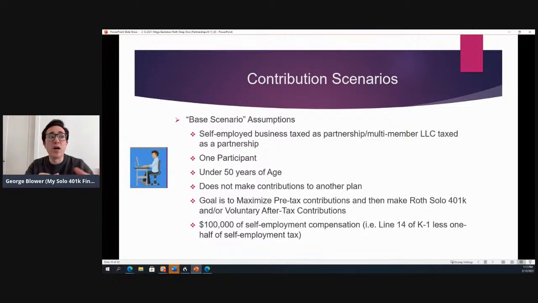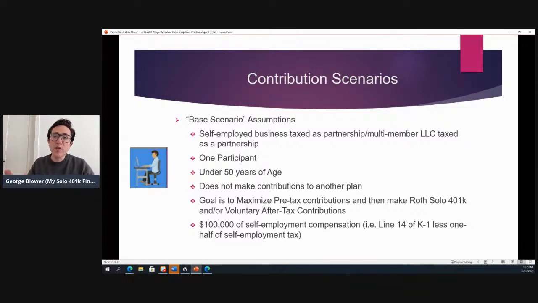So it's addressed by, we have a separate presentation geared towards sole proprietors, and I'll include a link in the comments. But it's going to work very similarly in that you have to do that pre-calculation, and then of that, you can then make the employee, the employer, and the after-tax contributions. Good question.